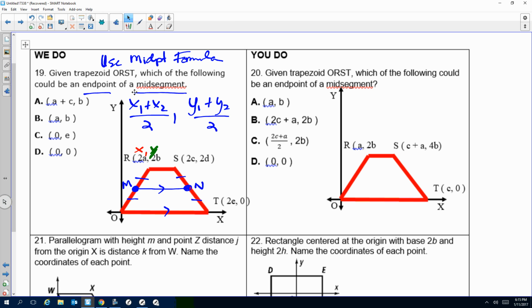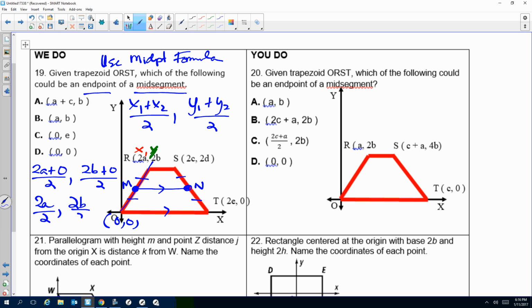And so to find the midpoint for M, because these are 0, 0 right here, I'm on the left side. I add my x coordinates. That's 2a plus 0 divided by 2. And my y coordinates, that would be 2b plus 0 divided by 2. Well, anything plus 0 is itself. So this is really 2a over 2 and 2b over 2, which you can reduce because the 2 can be canceled out, and you're left with a comma b. So you look, do you have an a comma b? Yes. There's one of the endpoints.